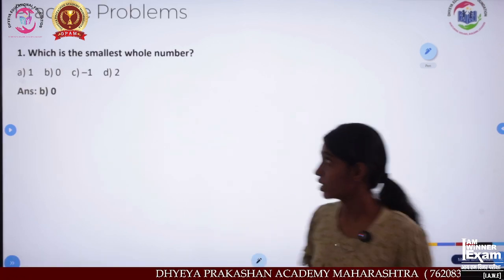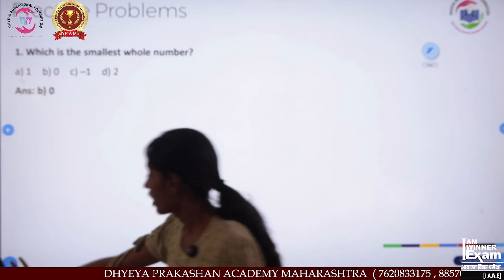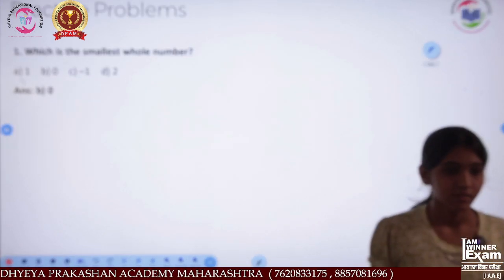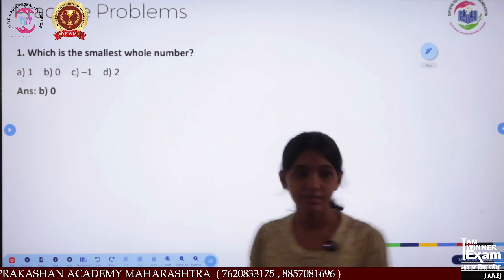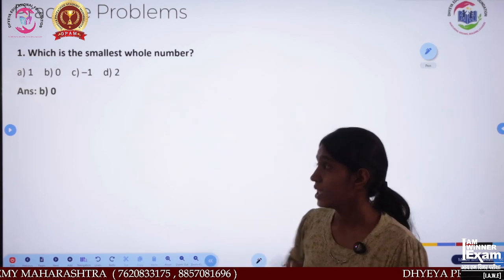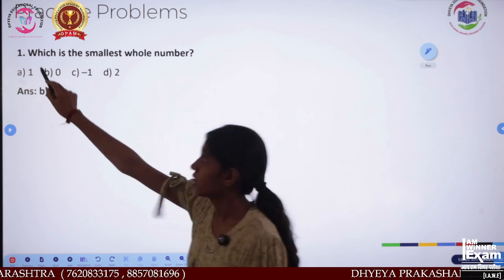Let's take a look at the practice MCQs. Which number is the smallest whole number? Whole numbers start from 0. That means the smallest whole number is 0.